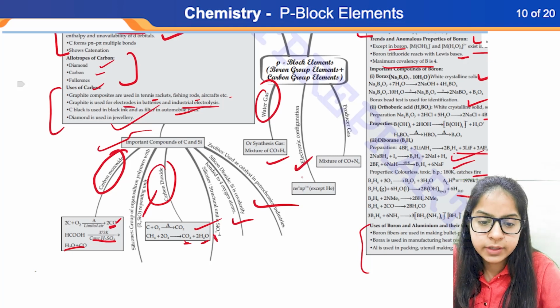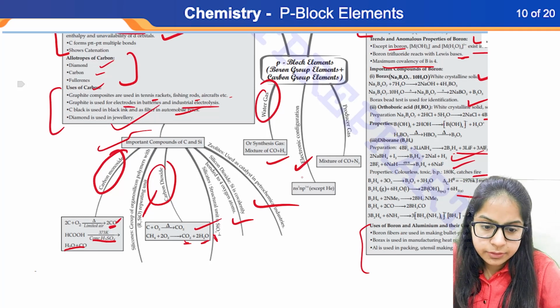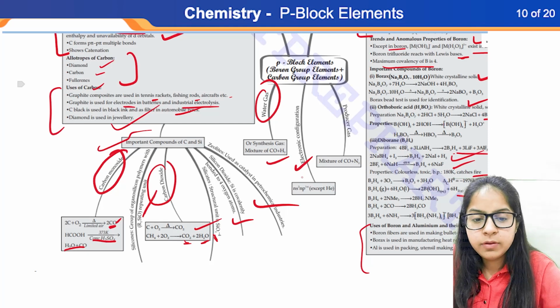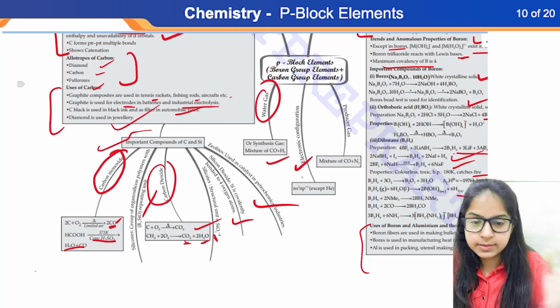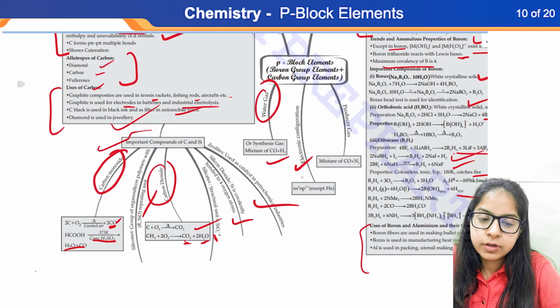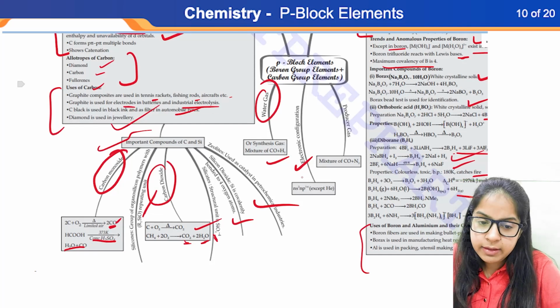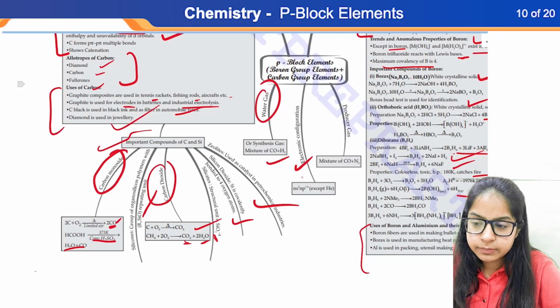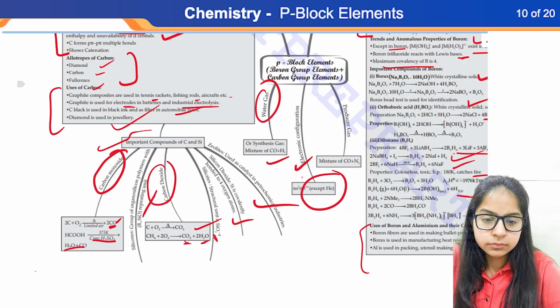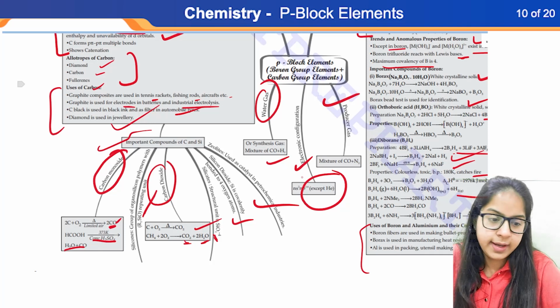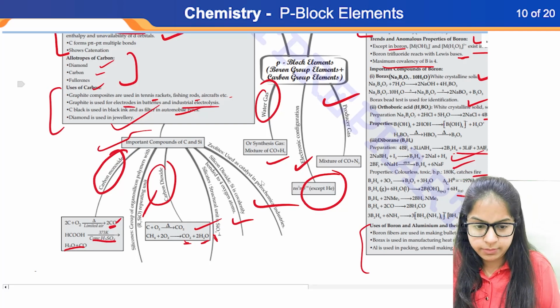And the electronic configuration for these groups of the p block elements is ns2np1 to 6, meaning for the boron family ns2np1, for the carbon family ns2np2, for the nitrogen family ns2np3, for the oxygen family ns2np4, for the halogen family ns2np5, for your noble gases ns2np6, except helium. Okay, then the producer gas formula is CO and N2. These are the formulas that you need to remember.